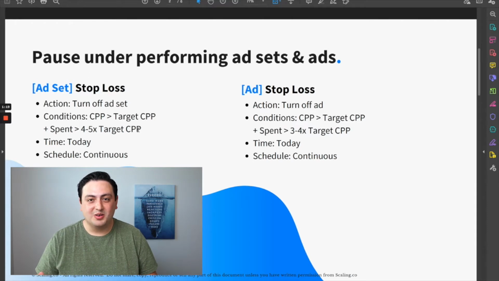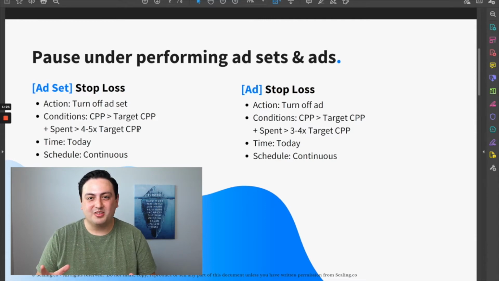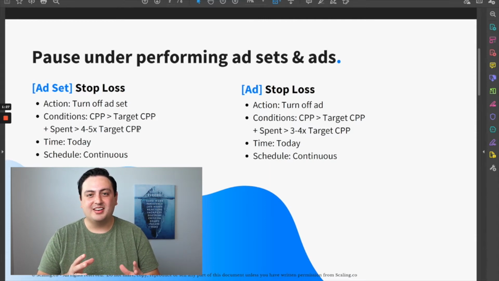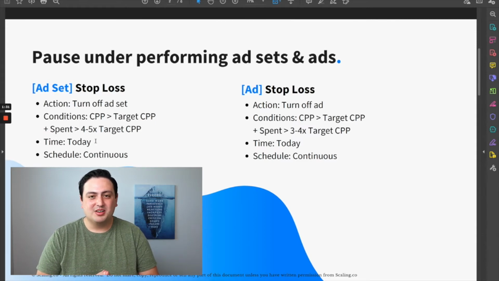If you don't know what these things mean, I'll be explaining them in later videos, but for now, just follow along to the end of the video and just follow along with me. Okay, so the time that you want to set is today, and then schedule to be continuous. This means that it will continually check every single 30 minutes to see if this rule has occurred or not.